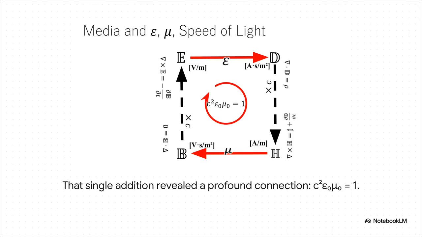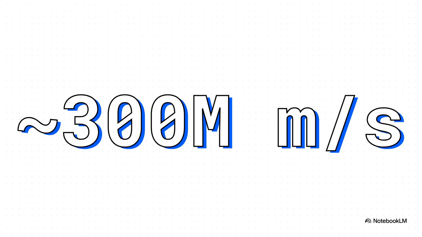And to do it, he used 2 constants that seemed totally unrelated, epsilon naught from experiments with static electricity, and mu0 from experiments with magnets. So he crunches the numbers, and what does he get? A speed of about 300 million meters per second. And you have to imagine him looking at that number and just freezing. Because that number was already famous. It was almost exactly the measured speed of light.